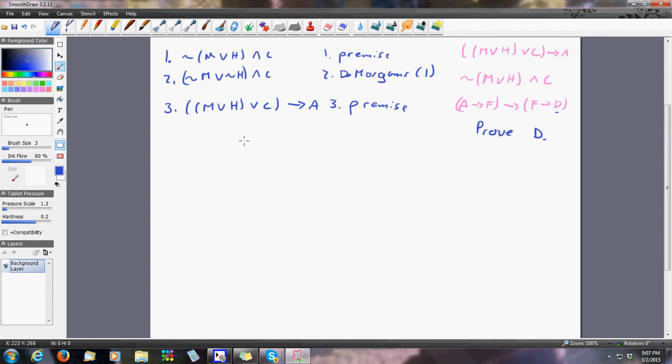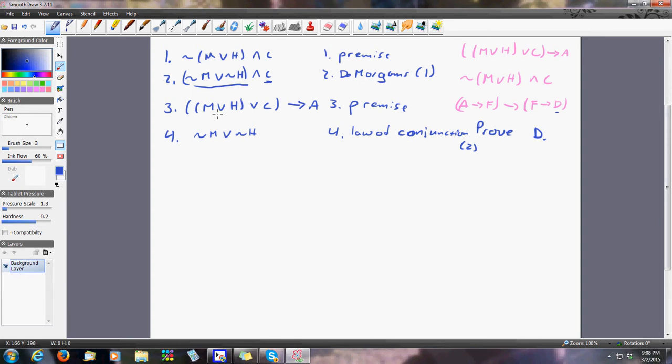Well, here's the deal. I know that C is true, and I know that not M or not H is true. But actually, what I'm going to do is say not M or not H, and that is the law of conjunction on number 2. And the reason why is because this is true and this is true.